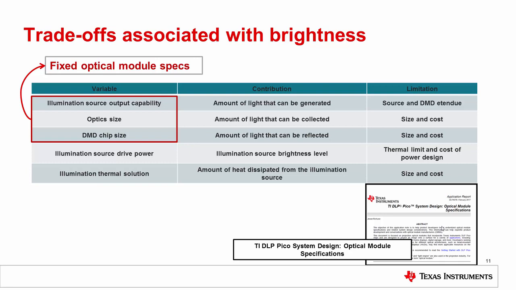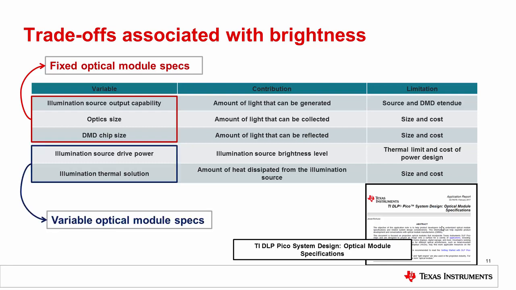Once an optical module is selected, we'll have two main variables available for tuning: the illumination source drive power and the illumination thermal solution. In most cases, a higher drive on illumination source will result in higher brightness. However, the cost for this higher brightness is the heat created in the system, which will require a more robust thermal solution. For example, if you want to design a projector embedded in a phone, there is limitation on size and cost. Therefore, we probably cannot include a large thermal solution in the design, which in turn leads to lower source drive power and lower brightness.